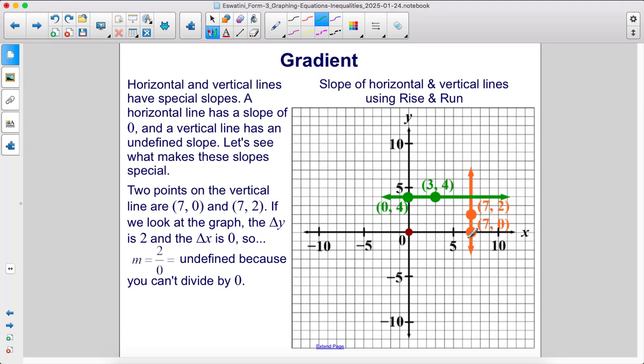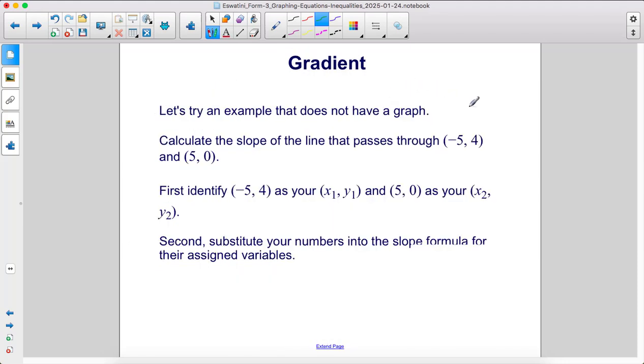The vertical line here, we have 2 points, (7, 0) and (7, 2). If we look at the graph, the rise, the delta y, is 2, but the run, change in x, is 0. So therefore, the slope would be rise over run, 2 over 0, which is undefined because you can't divide by 0. Let's try an example that doesn't have a graph.